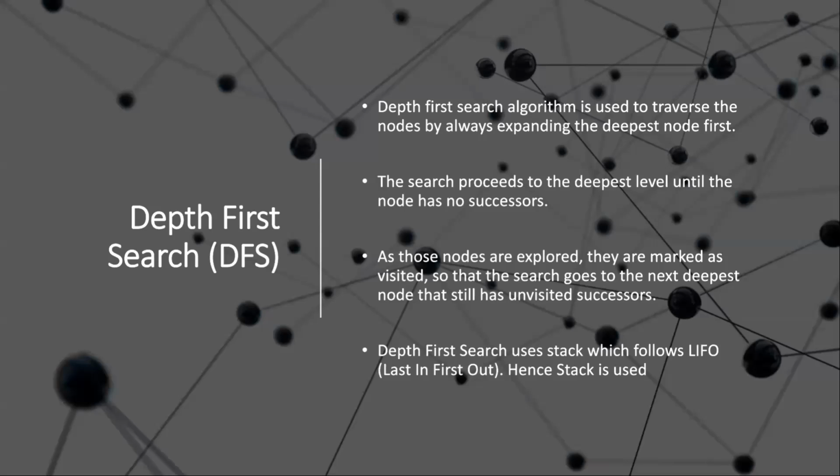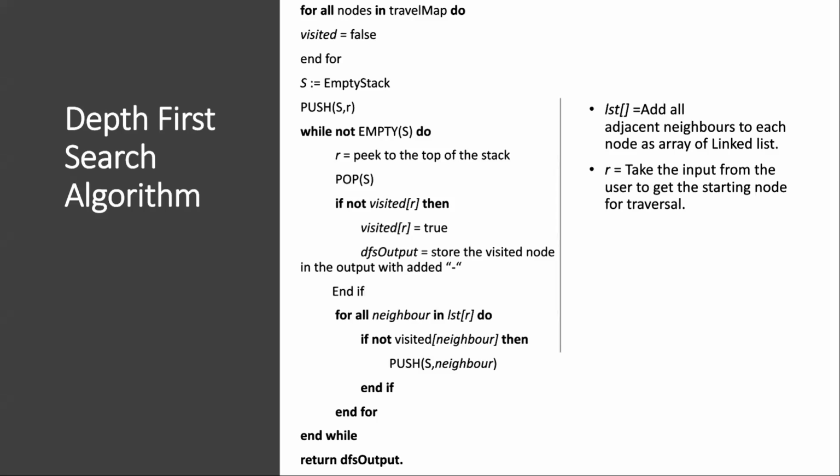So depth first search basically uses a last in first out data structure. In my program, I have used a Stack to implement this depth first search algorithm. So the algorithm goes this way.